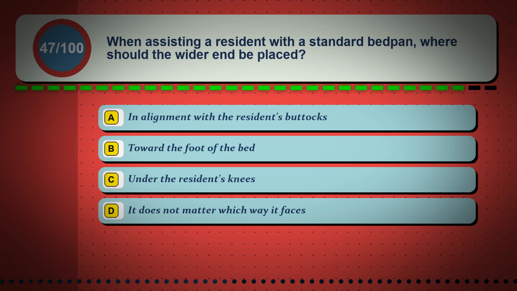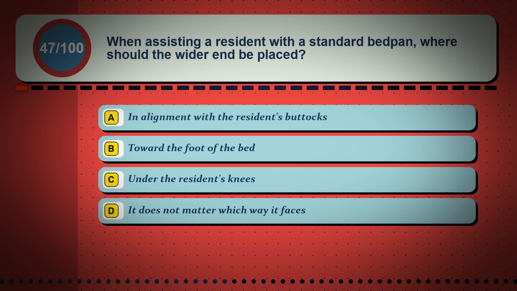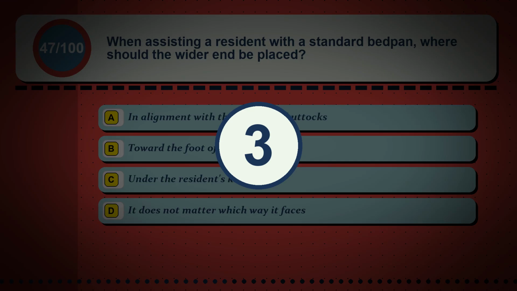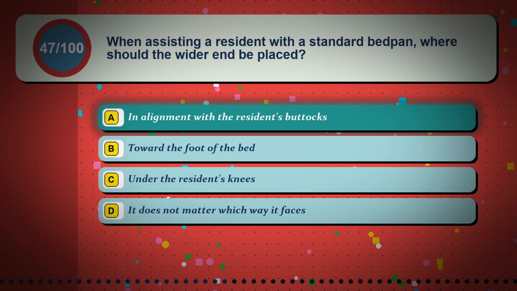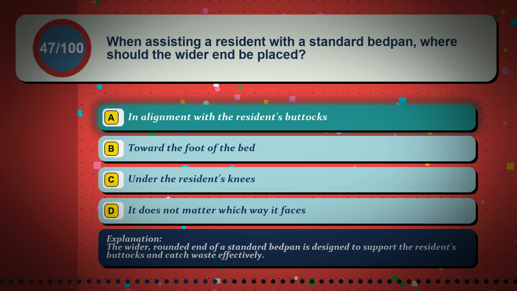Question 47. When assisting a resident with a standard bedpan, where should the wider end be placed? Option A. In alignment with the resident's buttocks. Option B. Toward the foot of the bed. Option C. Under the resident's knees. Option D. It does not matter which way it faces. The correct answer is option A, in alignment with the resident's buttocks. The wider, rounded end of a standard bedpan is designed to support the resident's buttocks and catch waste effectively.